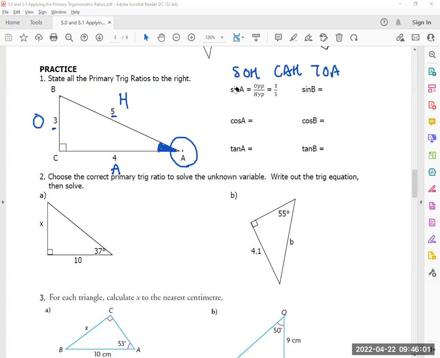Let's try cosine. Cosine, if I use a mnemonic, creates a fraction with adjacent and hypotenuse. So what's my fraction? Say, you with me? What's my A?